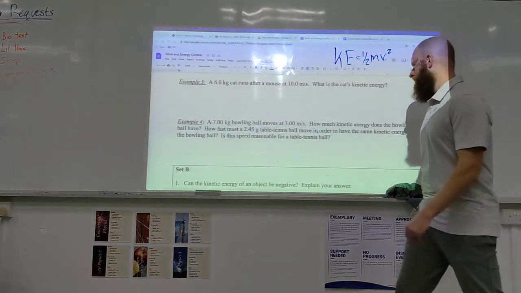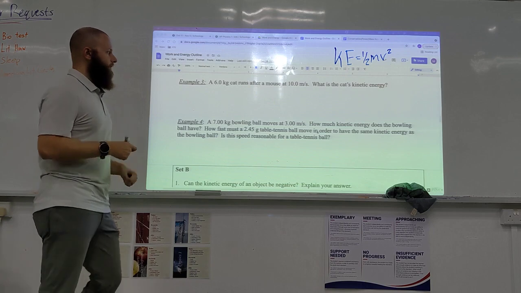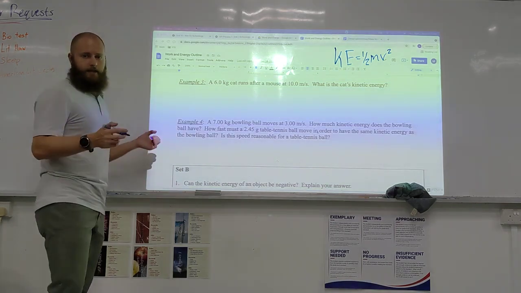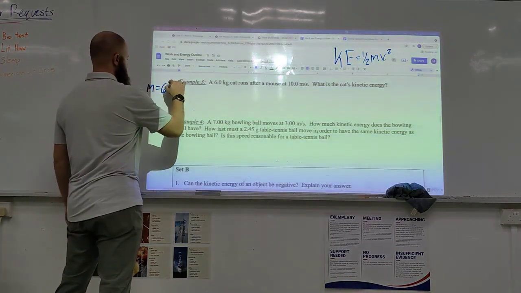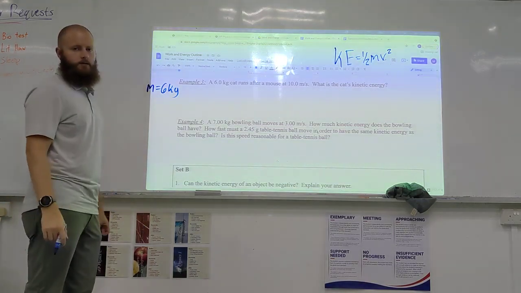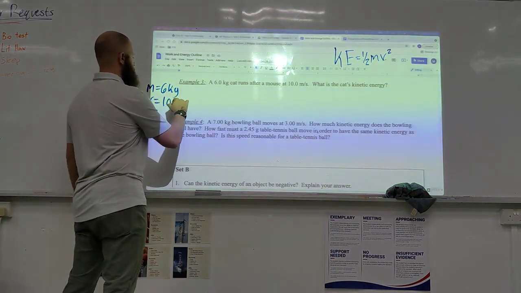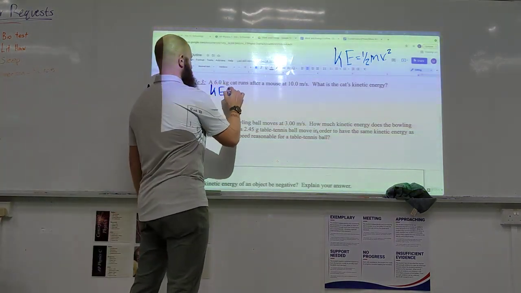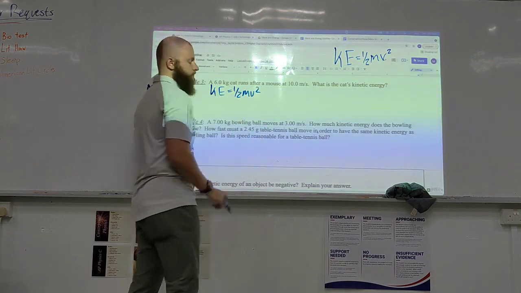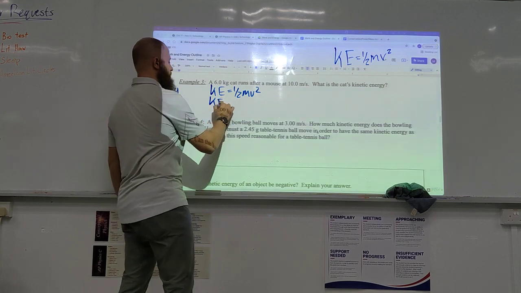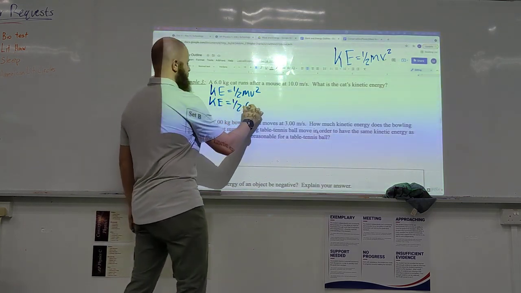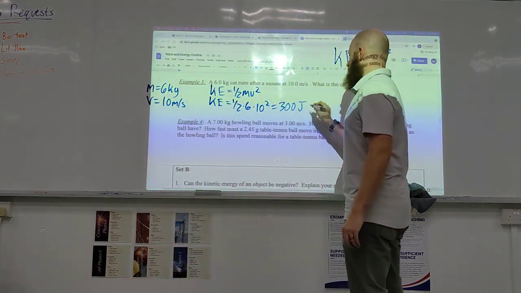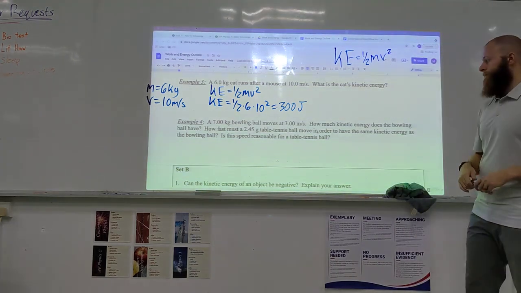So let's look at this first question. We have a 6 kg cat that runs after a mouse at 10 meters per second. What is the cat's kinetic energy? So what is the mass? Yes, m equals 6 kg. What's the velocity? Correct, v equals 10 meters per second. Let's go ahead and write our formula. Remember, it is important to write out KE equals 1/2 mv squared. So I get KE equals 1/2 times 6 times 10 squared. So that just equals 300 joules. Not too bad, right?